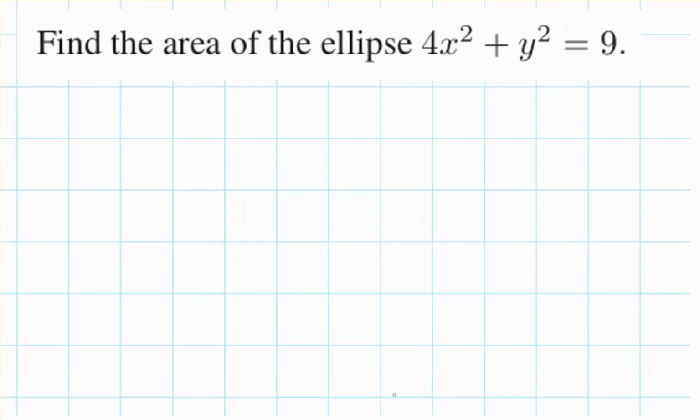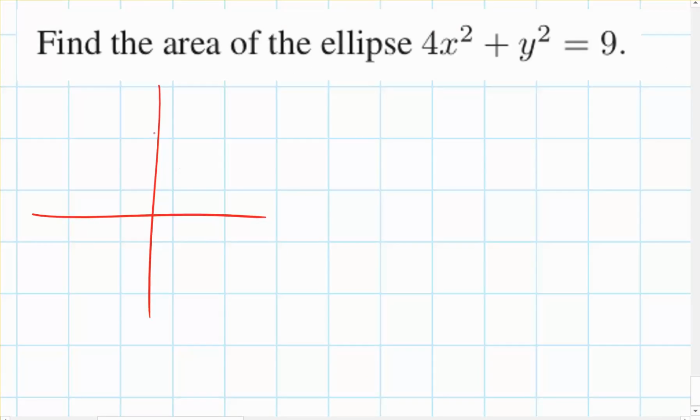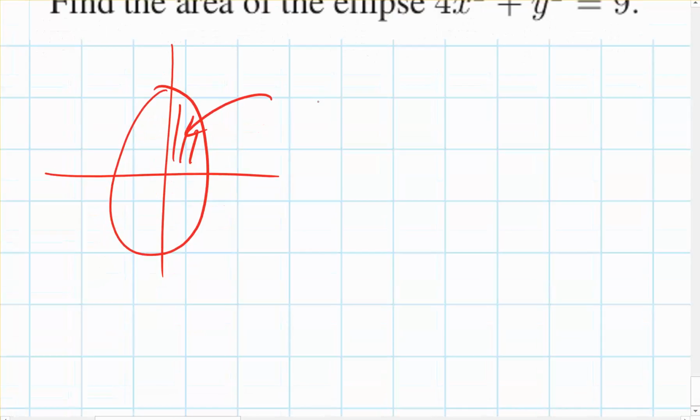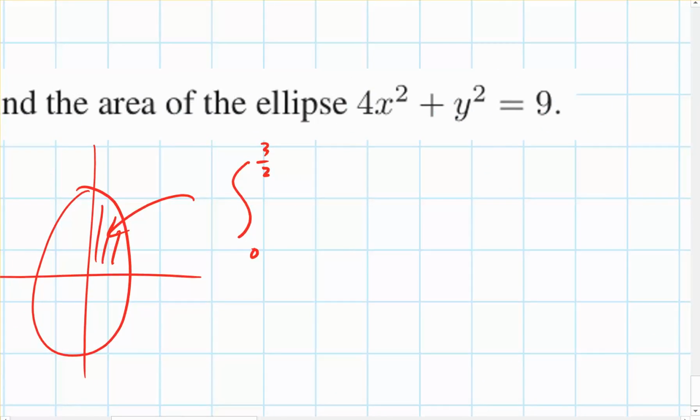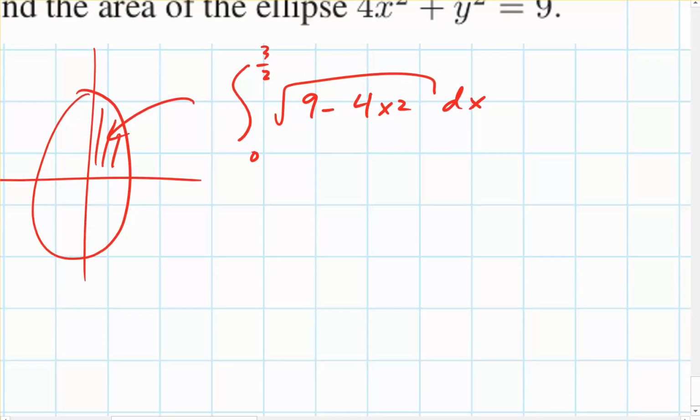Excellent. Very good job. You have an ellipse and you're just trying to find an integral expression for that quarter. That would be the integral from 0 to 3 over 2, and you need it in terms of y, so you solve for y. You end up with the square root of 9 minus 4x squared dx. So that's one quadrant. So if you wanted the whole thing, you need to multiply by 4.